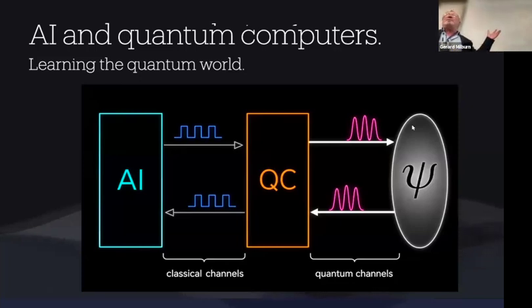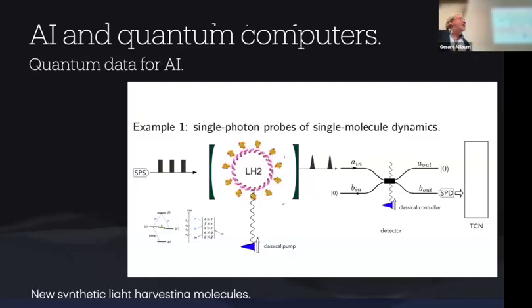And of course, as I said before, we get out classical bits of information. Classical bits went into the quantum controller and classical bits come out. But now I can pass them to a classical machine learning device and automate the entire learning process. So this is a quantum automated laboratory. There are lots of things one could do with that. Here's one example that I'm particularly interested in.